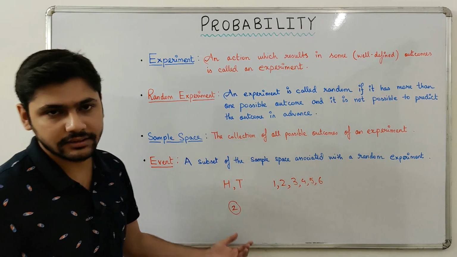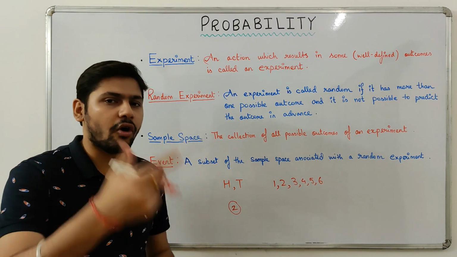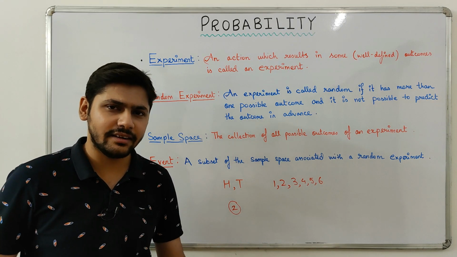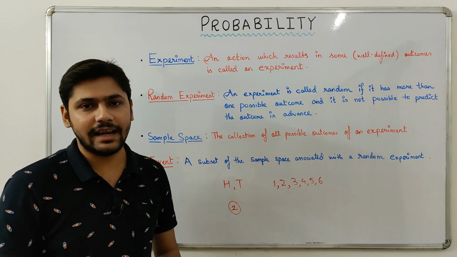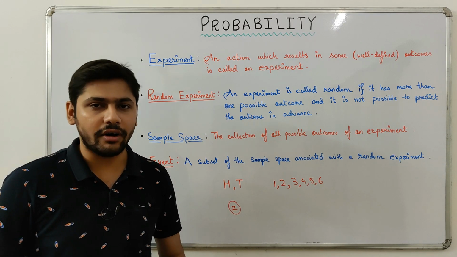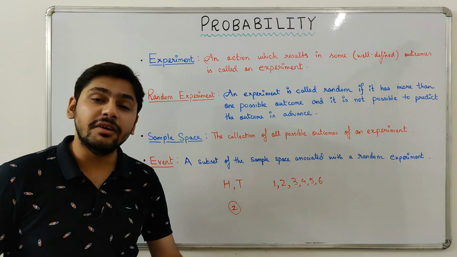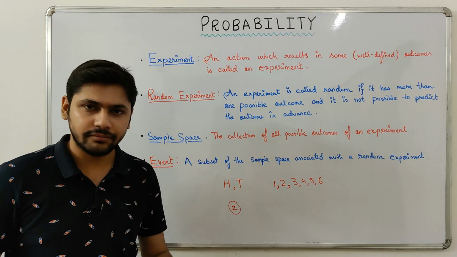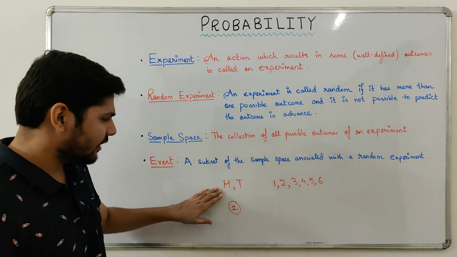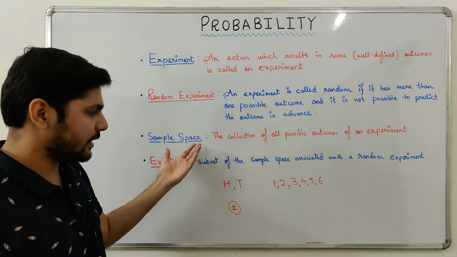So before you toss a coin, you cannot say that we will toss this coin and head will come, or we will toss this coin and tail will come. So before you toss a coin, you cannot say whether you will get head or tail. So predicting the outcome is not possible before conducting the experiment, because we don't know whether heads will come or tails will come. So tossing of a coin is a random experiment.